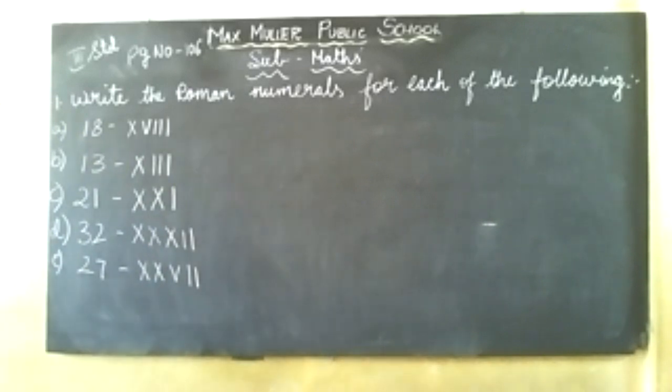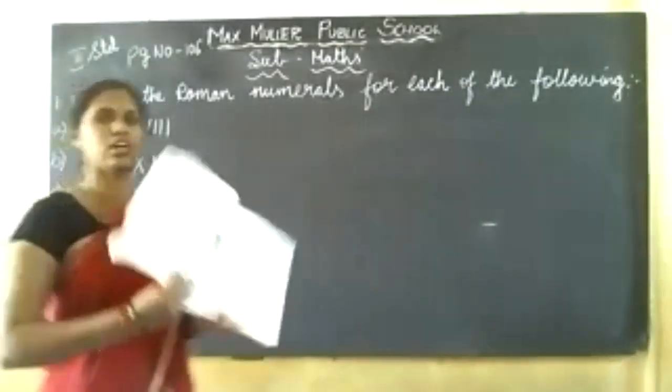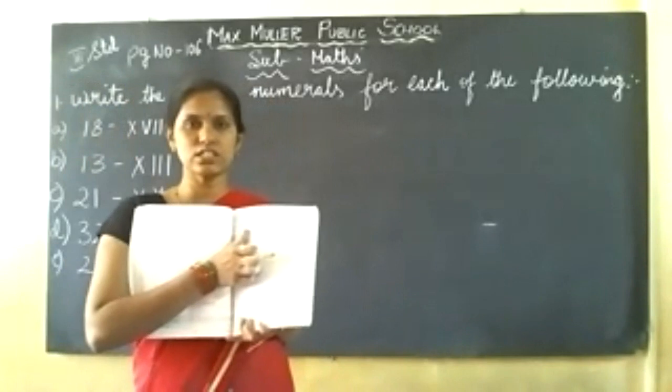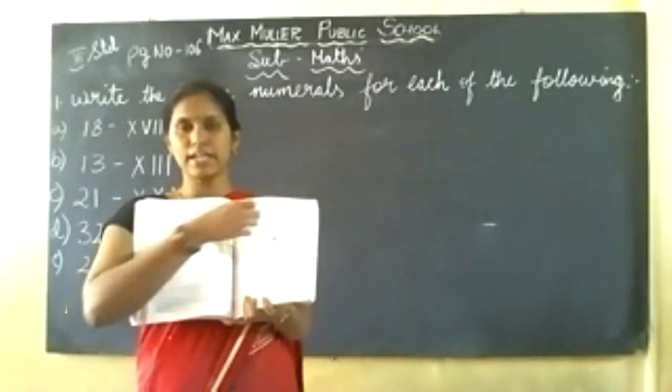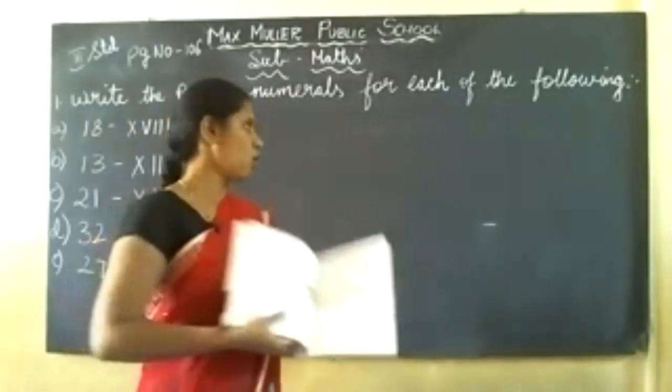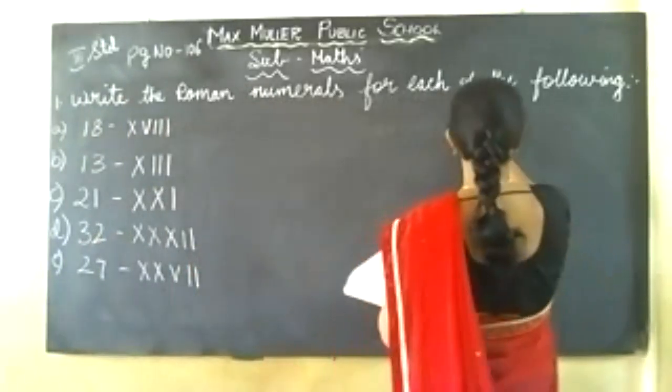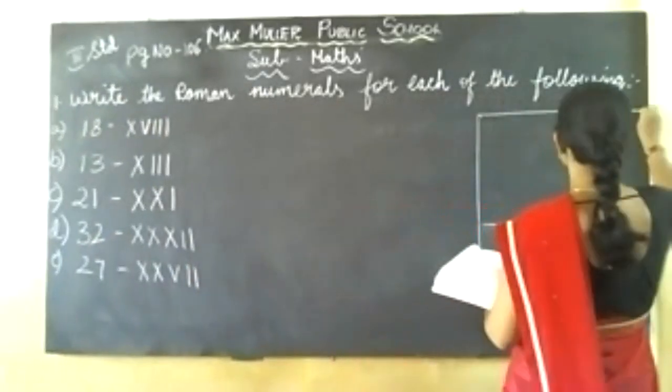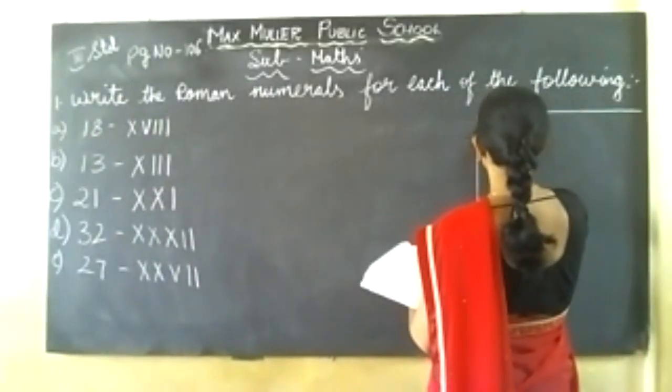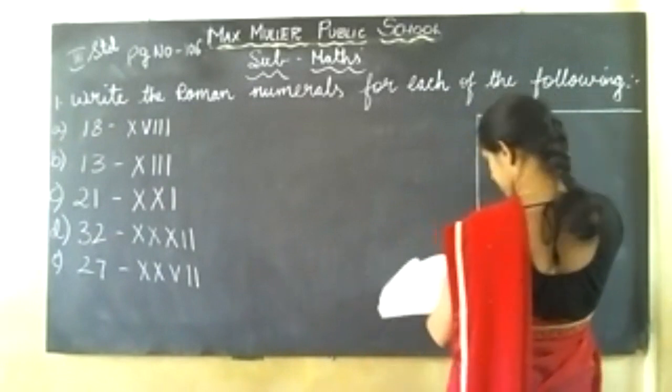If you don't know, you have to see the table. This table I have given now. Just now we did this one. You see that one and write down. Understood? Homework is what? Learn and write.